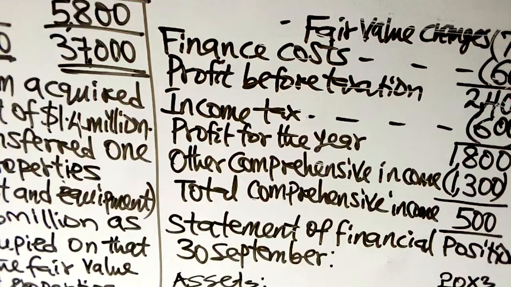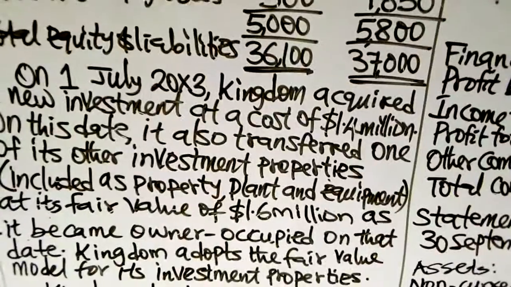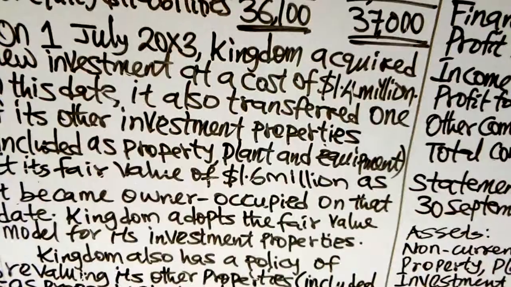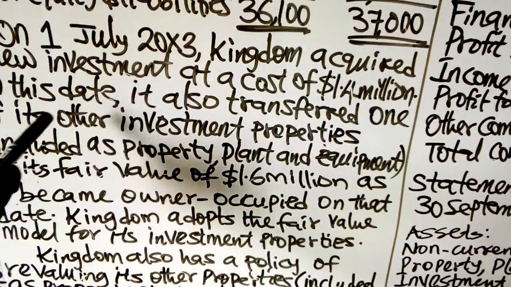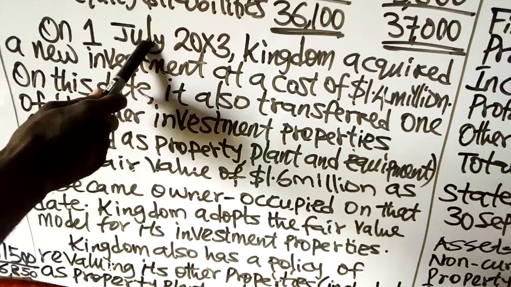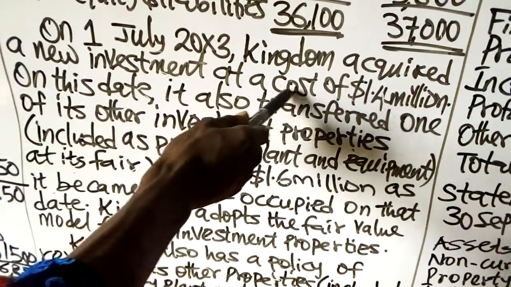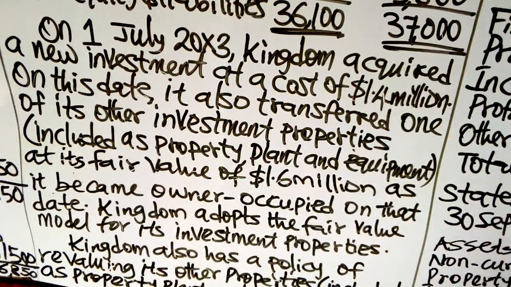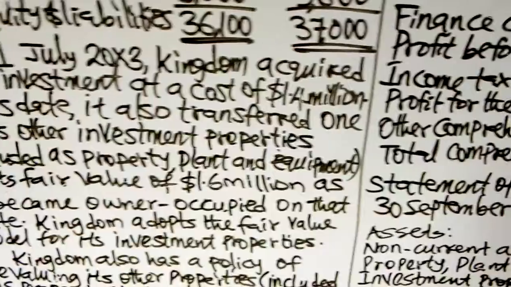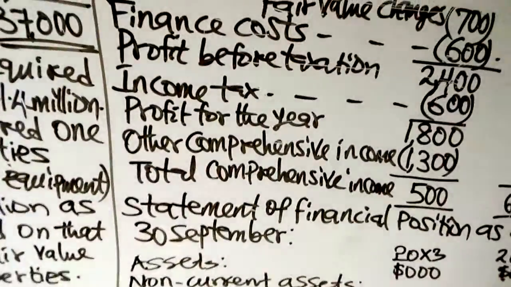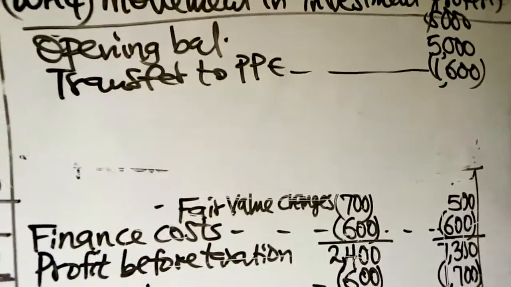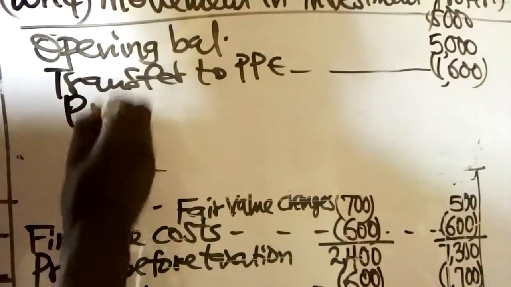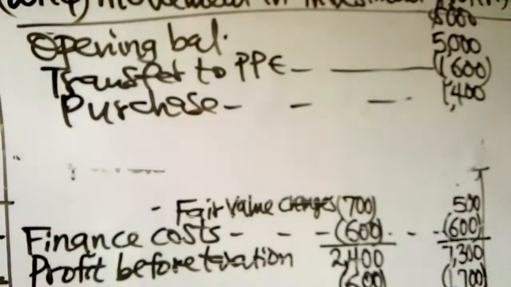You were told on 1st of July 20x3, Kingdom acquired a new investment at a cost of 1.4 million. So that means there is a purchase of investment property. You have purchase of 1.4 million. That means the investment property will increase because there are purchases.